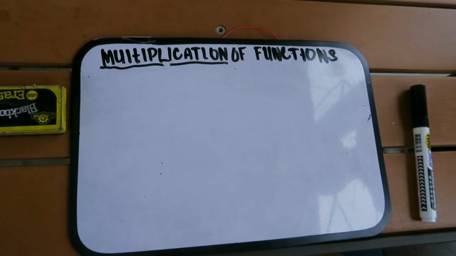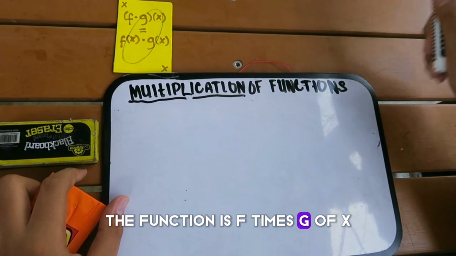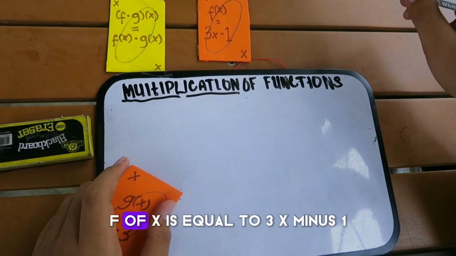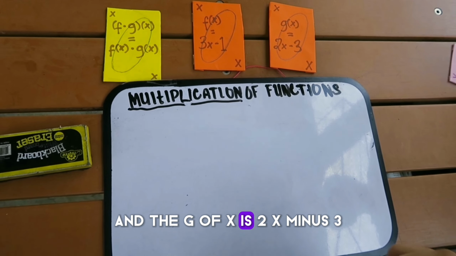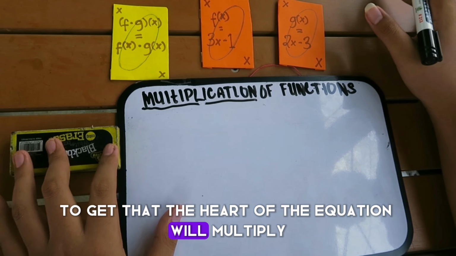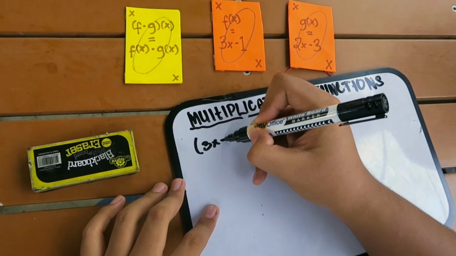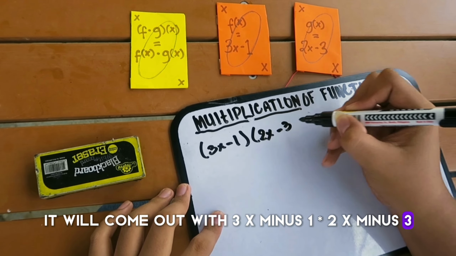Multiplication of functions. The formula of multiplication of functions is f times g of x. The given for this equation is f of x equals 3x minus 1 and g of x is 2x minus 3. To get to the heart of the equation, we multiply f of x and g of x. It will come out with 3x minus 1 times 2x minus 3.